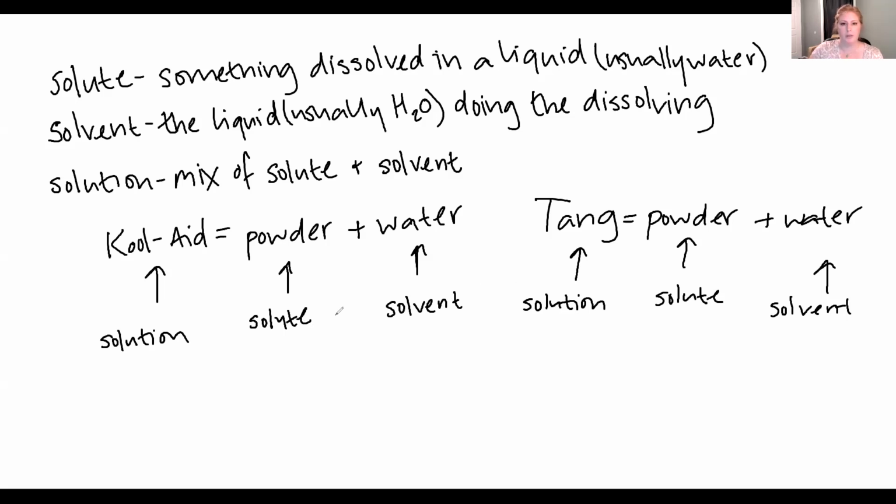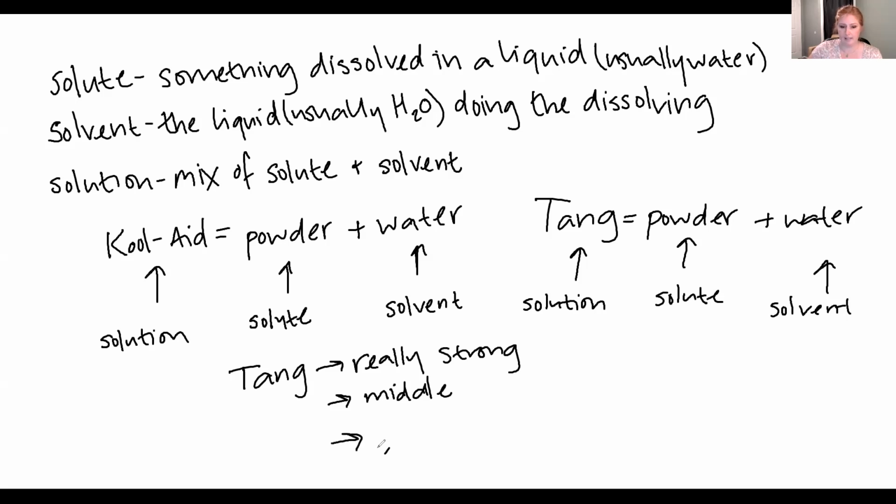This would work with lemonade too, if you're thinking about powdered lemonade. We're just gonna go with Tang. You know that you can make Tang either really strong, where it has a ton of flavor, and maybe even some Tang powder that settles to the bottom because there's so much of it. Or you can make it in the middle, where it's pretty balanced. Or it can be nastiness, where it's weak. In other words, you barely get a little bit of the Tang flavor, but mostly it's just water.